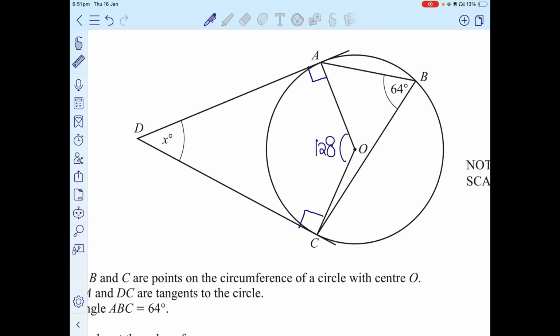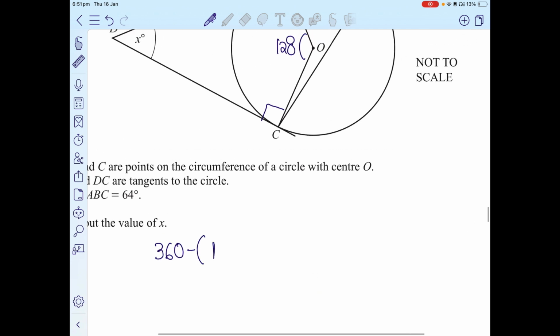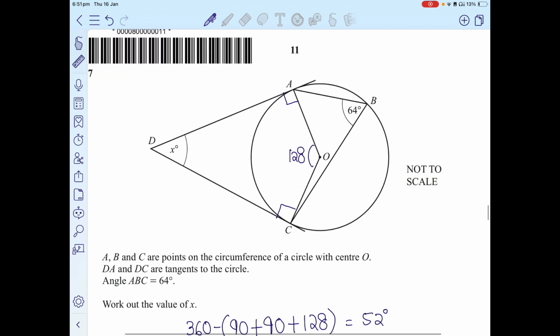Now, we know that the angle sum in a quadrilateral is 360. So we take 360 minus 90, the other one is also 90, and this is 128. So 360 minus (90 plus 90 plus 128) is 52 degrees. You can do this without a calculator as well, it's a simple addition and subtraction. So 52 degrees.